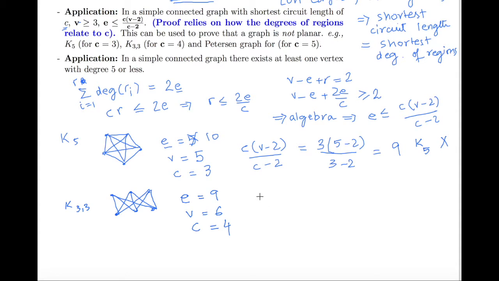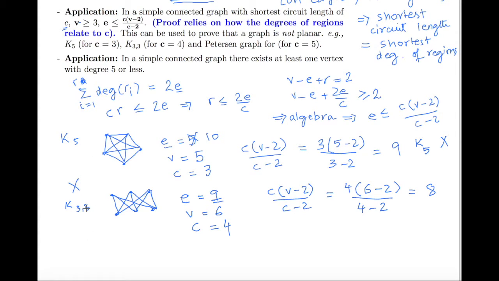So it has to be even here. Okay, so now let's calculate again C times (V minus 2) over (C minus 2). This is equal to 4 times (6 minus 2) over (4 minus 2). So 4 times 4 is 16, divided by 2 is 8. So this is 8, and my E is 9. So 9 is greater than 8. So therefore, this is also not planar.